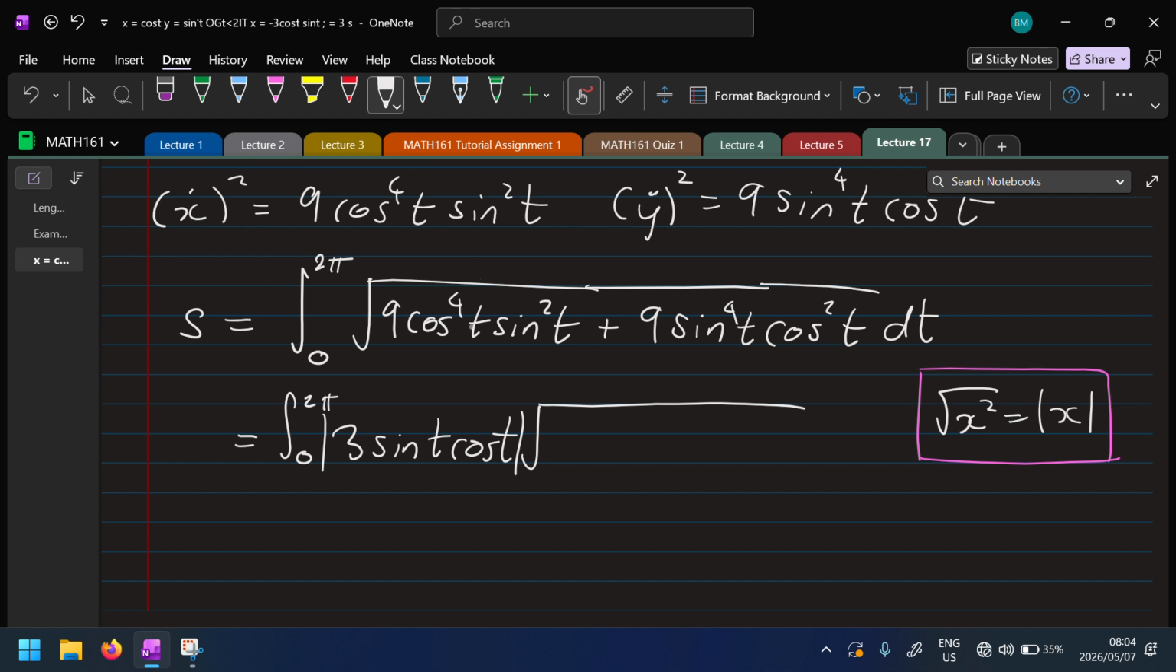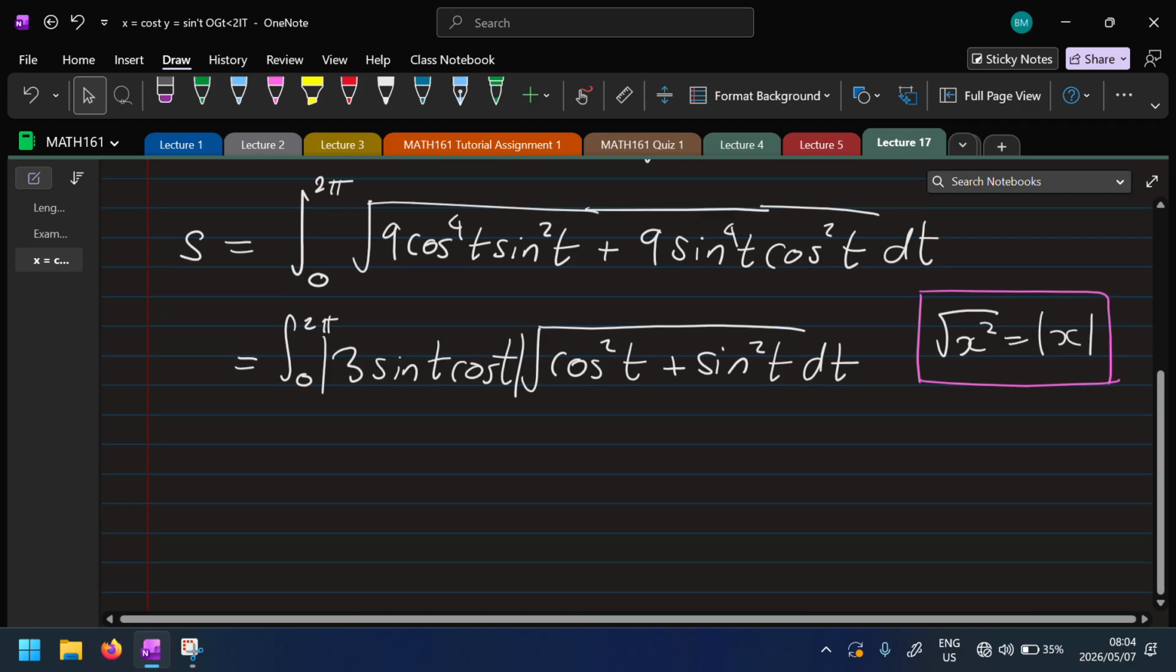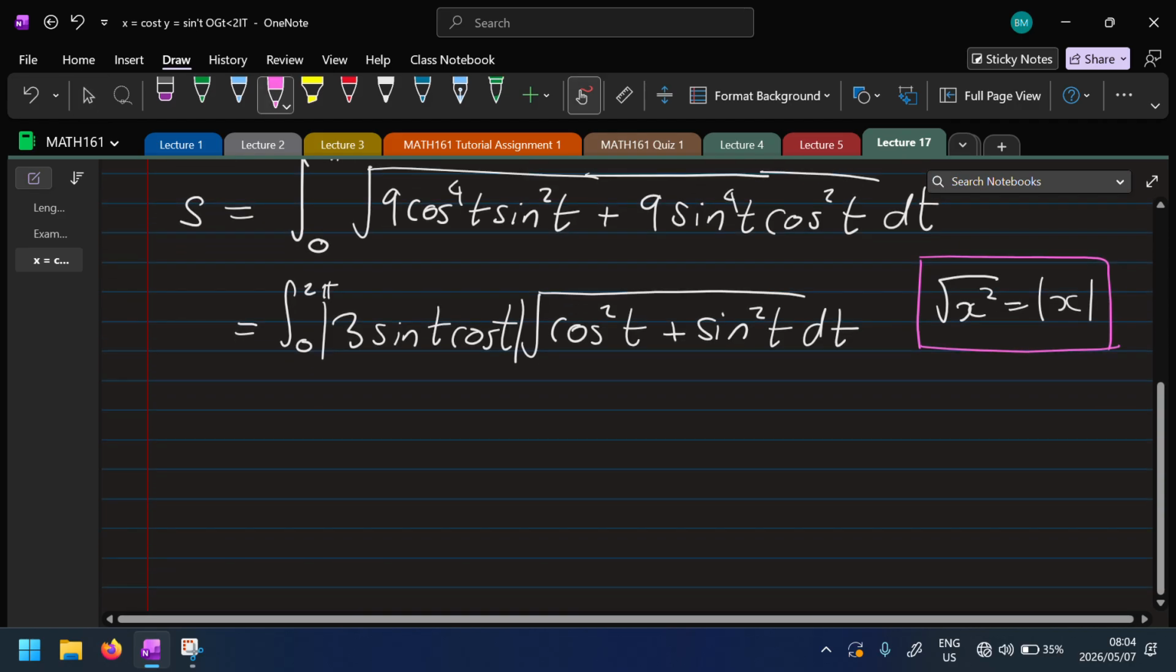So we took out 9 sine squared cos squared. For the first one, we're left with cos squared. And the second one here, we're left with sine squared. Okay. So let's just make a note about that absolute value.